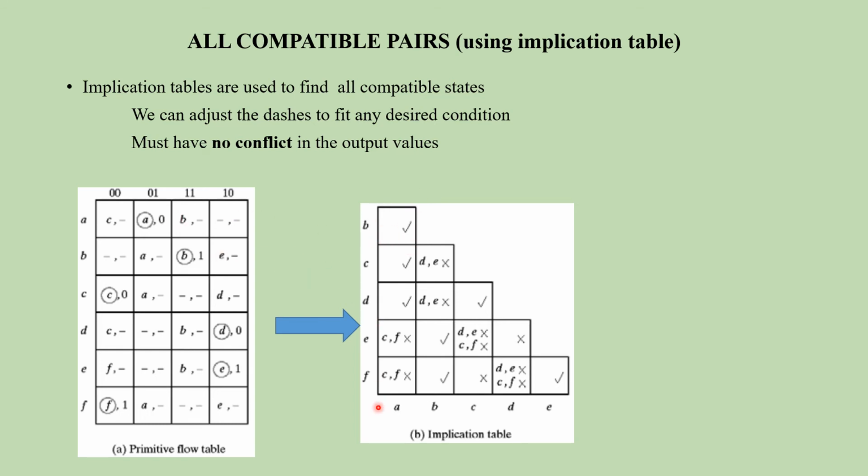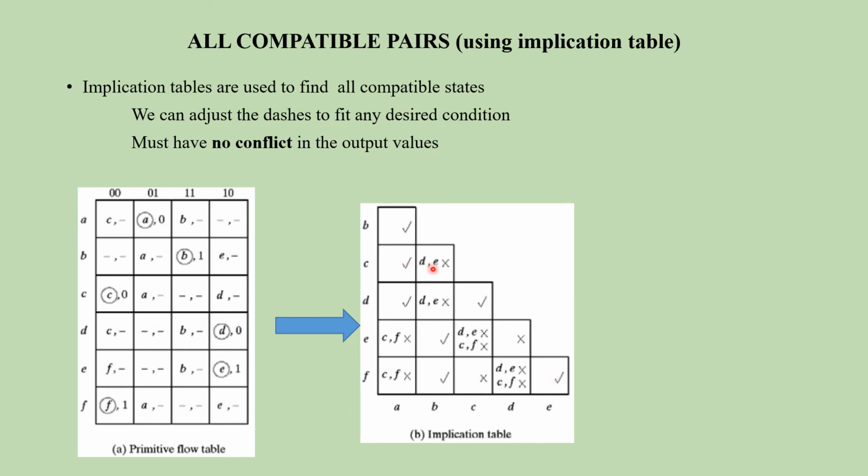And then A compared with C. Compare A with the C. So here C next state is same, output can be same. Next state is same, output might be same. Next state is same, output might be same. Next state is not given and output might be same. So in that case, I can actually put a tick mark. Like this, we are supposed to compare for all the states given in the implication table.